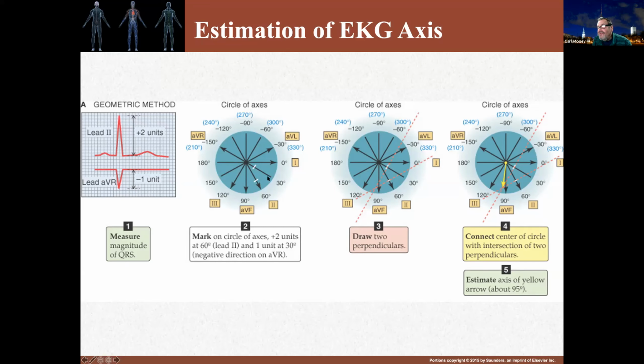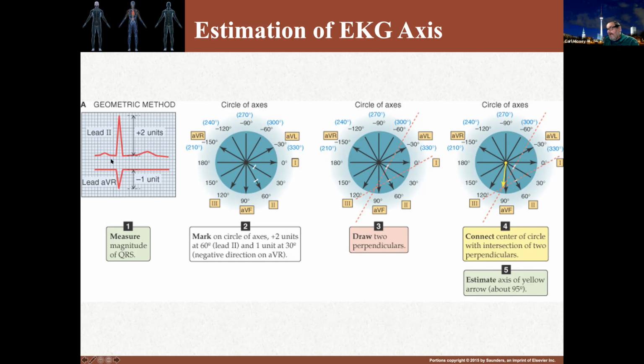So we take lead 2, we mark out on lead 2, which notice is the plus 60 arrow. It's a positive deflection. So we mark out a goodly distance there and call it 2 units and make a little tick mark. So there's our tick mark. And similarly, we then take our AVR lead, and we have 1 unit there.